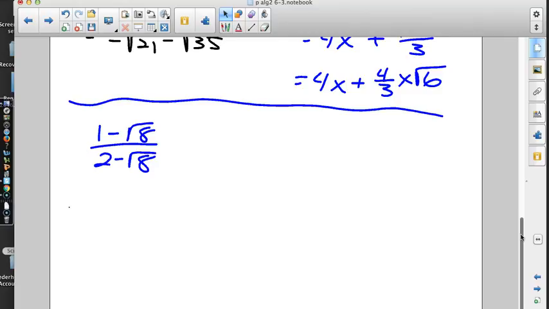So square root of 8, pretty obviously, square root of 4 and square root of 2. So one of you will change it to 1 minus 2 square roots of 2 over 2 minus 2 square roots of 2 and do the math. And the other one will just say, hey, I'm going to use the conjugate right away. And then have a conversation about which one was faster, easier.